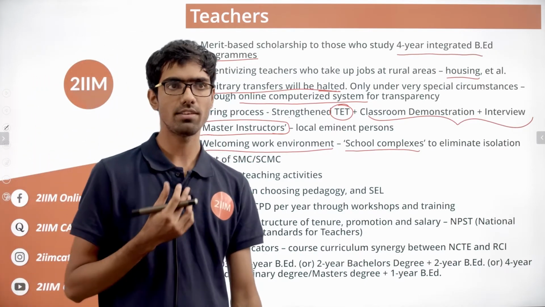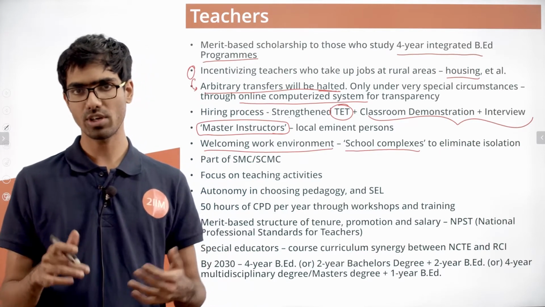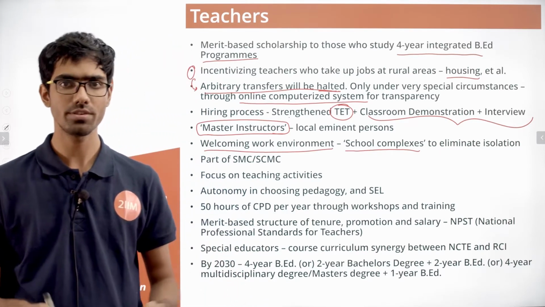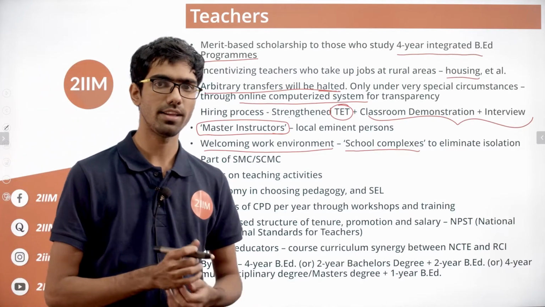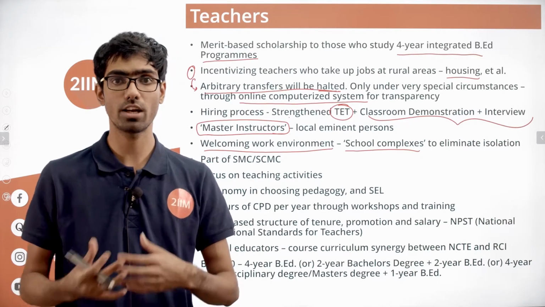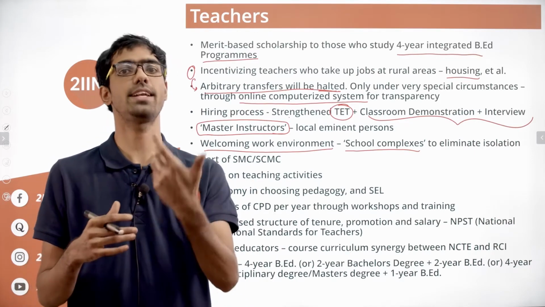School complexes are essentially nothing but, let's say there is a school in an isolated area. There are only 10 students. There are 2 teachers. Now, the policy states that this school with 10 students and 2 teachers is economically unviable to run on a sustained basis.